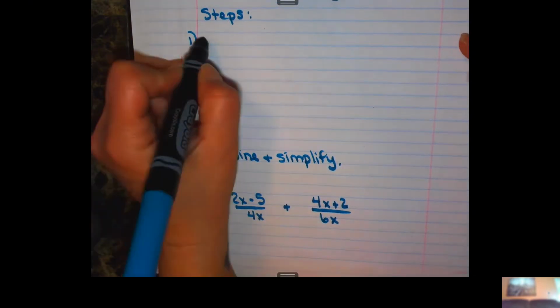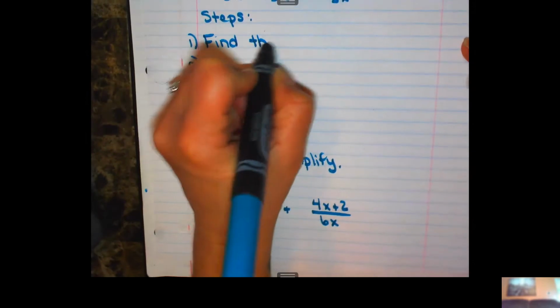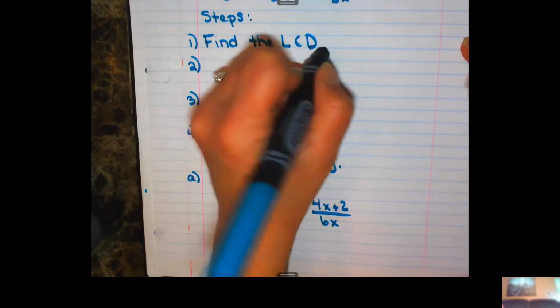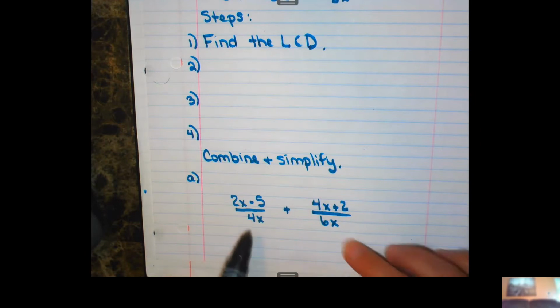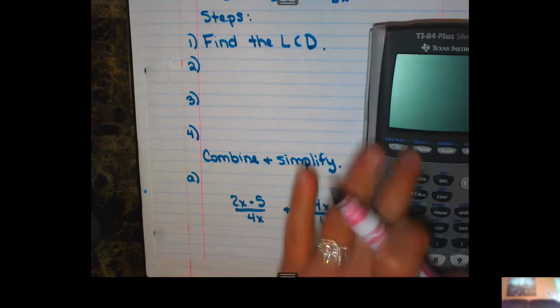Step 1, find the LCD. LCD means least common denominator. So you want a number that both of these go into and variables as well. So if I look, I notice that I have a 4 and a 6 on the bottom. Well, the smallest multiple that they share in common would be 12, and I can show you how to do that.